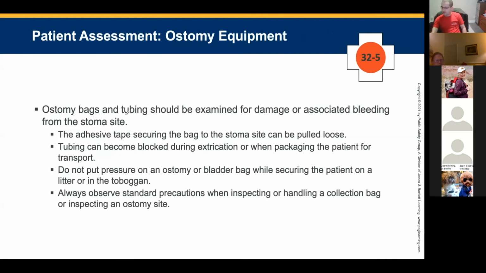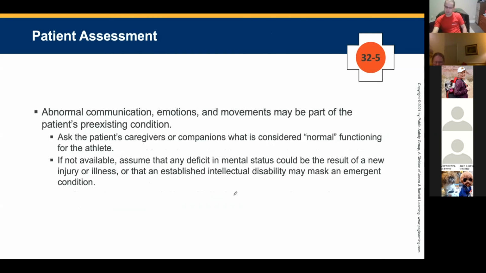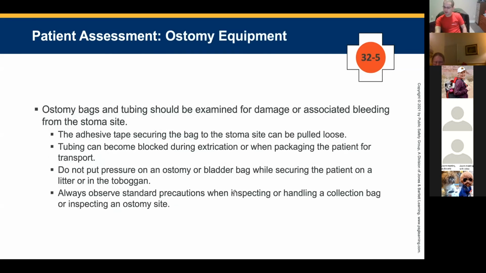Ostomy bags and tubing should be examined for damage and associated bleeding from the stoma site. The adhesive tape used to secure the bag to the stoma site can be pulled loose. Tubing can become blocked during extrication or when packaging a patient for transport. So we don't want to put any pressure on an ostomy bag or bladder bag while securing the patient. And we always want to observe standard precautions when inspecting or handling an ostomy or a collection bag.